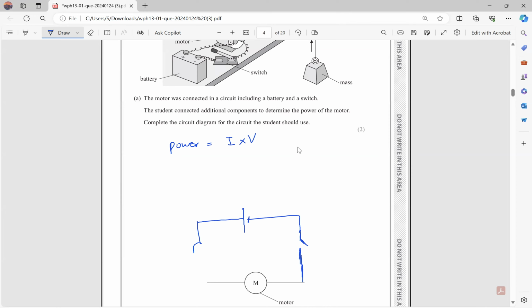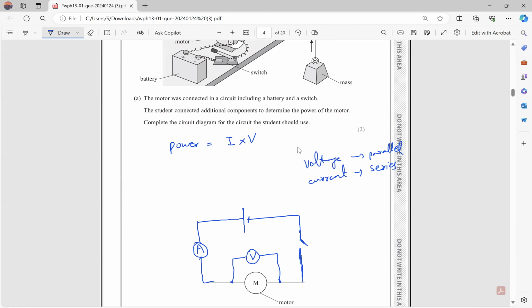So I can place the ammeter over here for that purpose. And then I need to find out the voltage across the motor, the voltage that the motor is receiving from the battery. Remember that voltage is always measured in parallel, while current is always measured in series. So the voltmeter will be connected across the motor, between 2 points. That's what we mean by parallel and series. Parallel means you're connecting it between 2 points. Series means it's just placed at one point in a circuit.